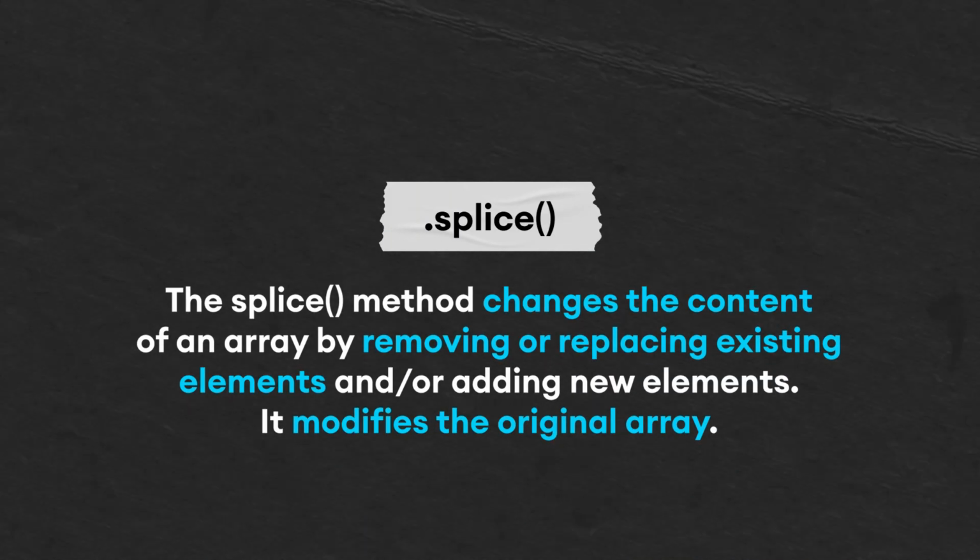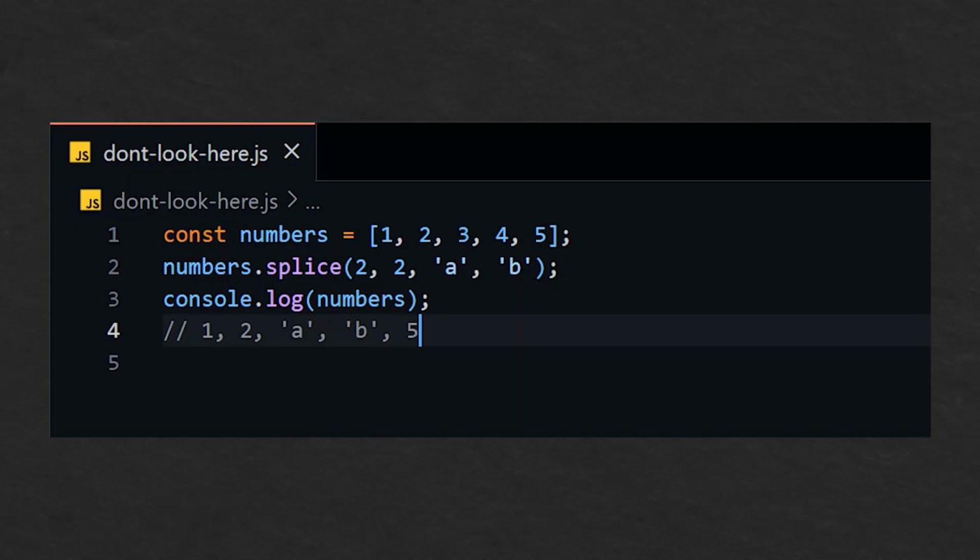The splice method changes the content of an array by removing or replacing existing elements. This is the example of splice. In the second line, the first parameter 2 represents the starting index from which the operation will begin. In this case, it is 3 in the array. The second parameter 2 represents the number of elements to remove from the array starting from the given index. The third and subsequent parameters, A and B, represent the elements to be inserted at the specified index.